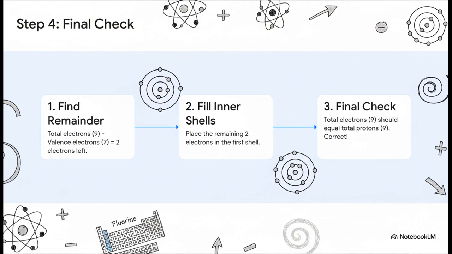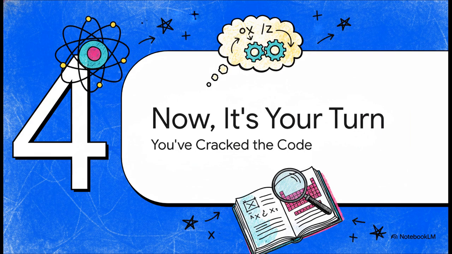Now, the final check. Let's count them up. 2 on the inside, 7 on the outside equals 9 electrons. And we have 9 protons. It's a perfect match. We did it. And that brings us to our final section. Now it's your turn, because what you've just done is more than just follow steps. You've officially cracked the atomic code.